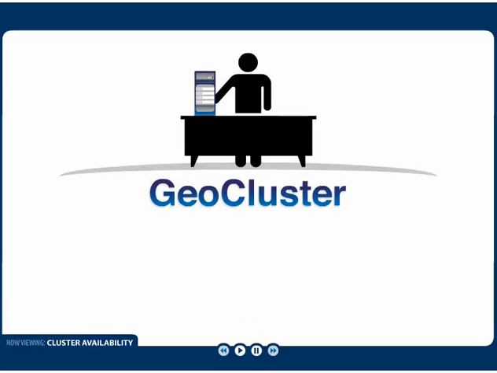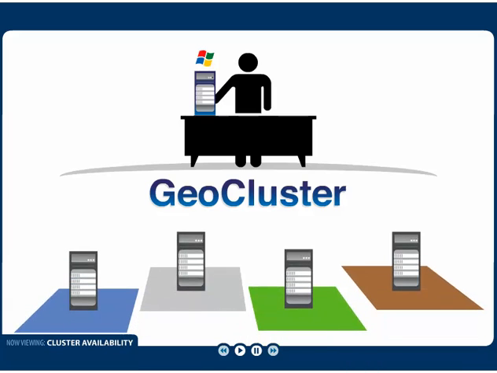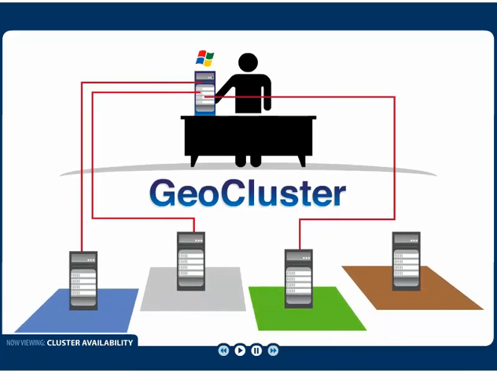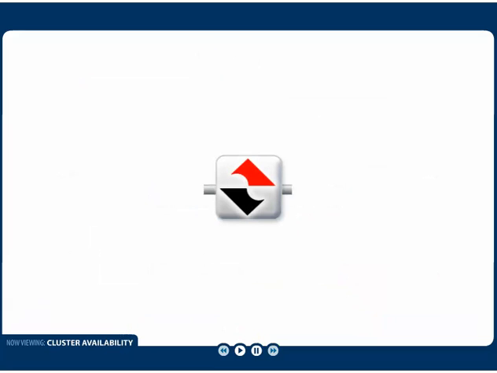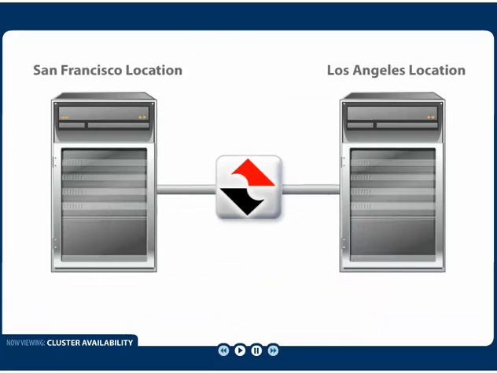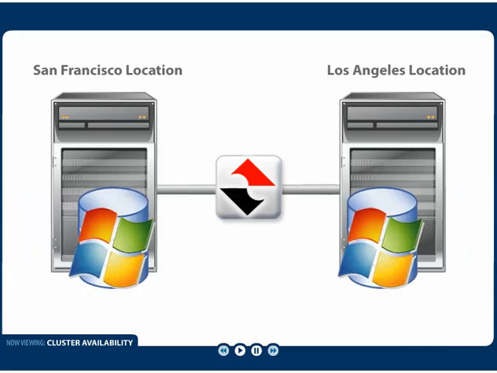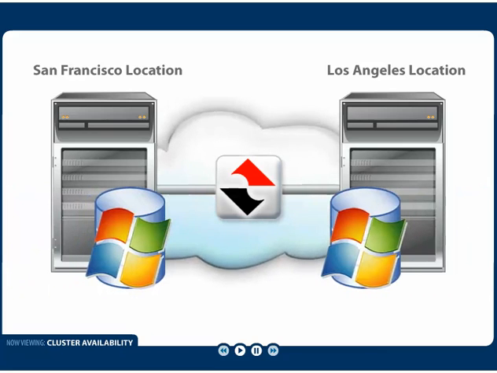The GeoCluster feature uses real-time replication to implement Microsoft failover clusters without shared storage or distance limitations, eliminating the single point of failure and giving you the freedom to locate cluster nodes wherever you want. GeoCluster integrates with the operating system at the file system layer to provide replication between nodes of a Windows failover cluster, providing administrators with one-step management of data replication and cluster configuration for multi-site clusters.